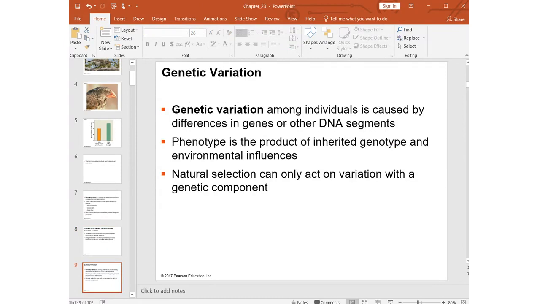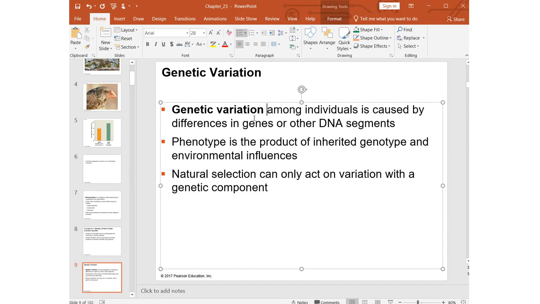So genetic variation among individuals in a population is caused by differences in genes or other DNA segments. And a phenotype, you might remember this from General Biology 1, is the product of an inherited genotype and environmental influences. Remember, genotype is what alleles an individual has. Phenotype is what is being produced by those alleles.